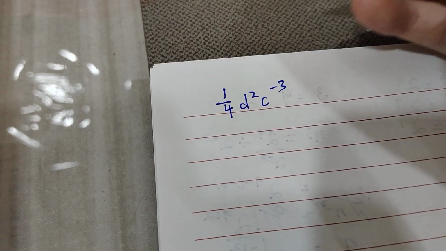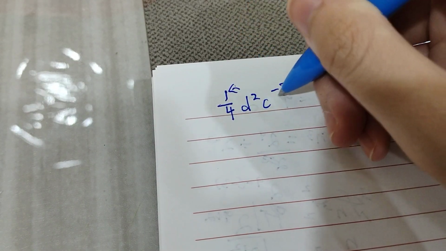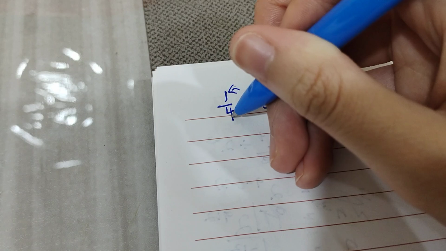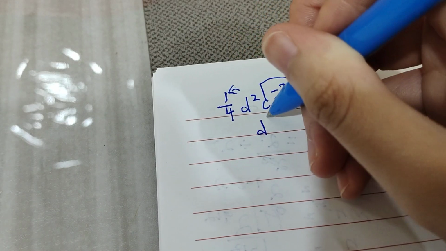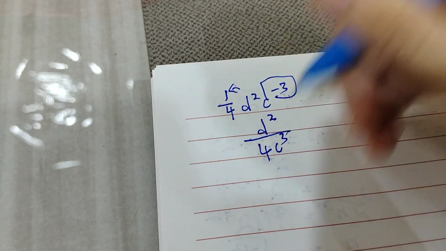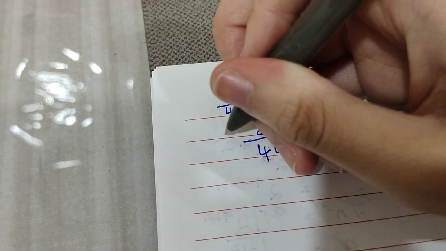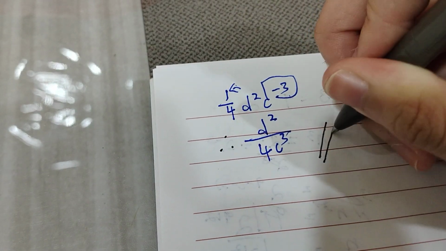Cool. Okay, so this, in simple terms, we can make these things go up, and for the c negative 3, we can put it to the bottom with 4. So this could be d squared over 4 c 3. And that is actually the answer. I am surprised too. Managed to solve it.